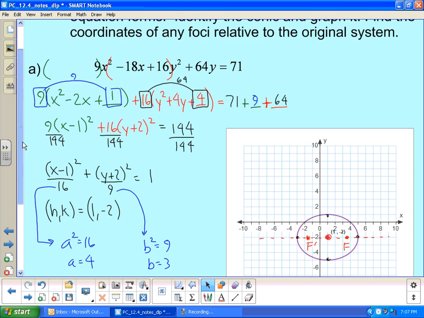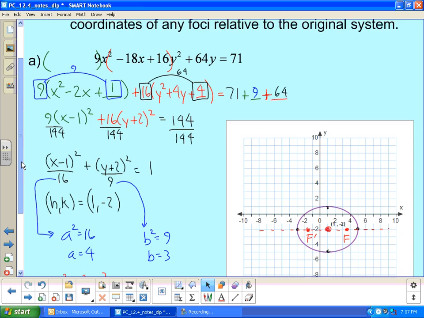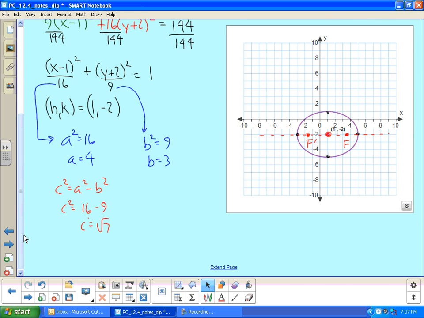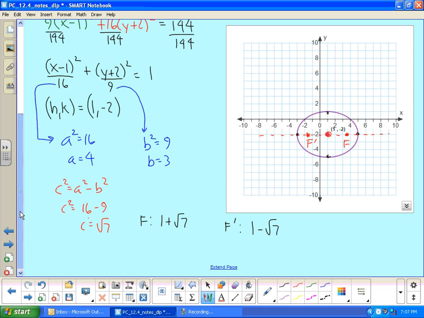Now it says relative to the original system. So that's actually asking us probably to refer back to the original origin. So what would those coordinates be? Well, F would have been starting at an x value of 1 and then adding to it the square root of 7. And then our F prime would have been starting at the same one, but now subtracting the square root of 7. And the y values for these would just be -2.